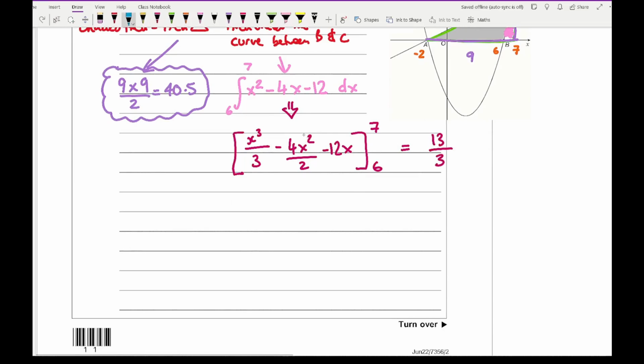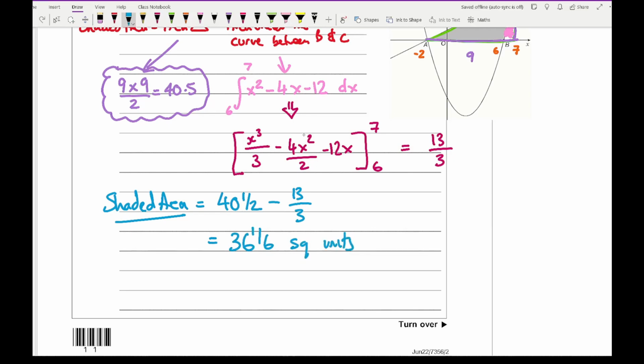So that means the shaded area, and we want to use exact values, is going to be the area of the triangle, which is 40.5, minus the area under the curve between limits of 7 and 6, which is 13 over 3. If I type that into my calculator, I get an answer of 36 and 1/6, and that's square units.